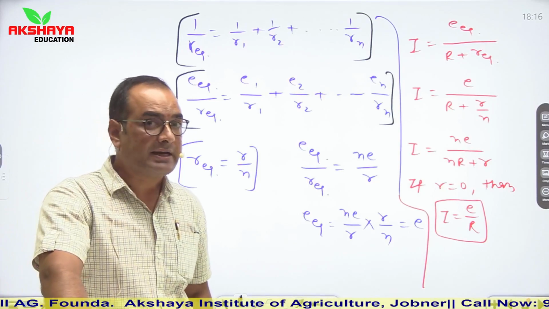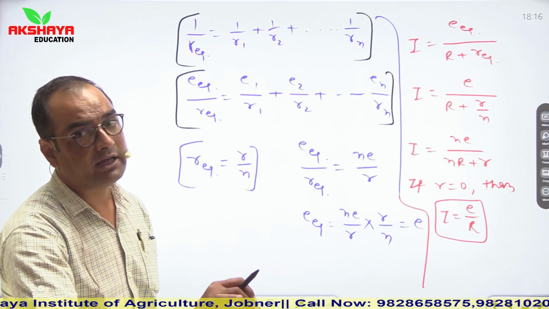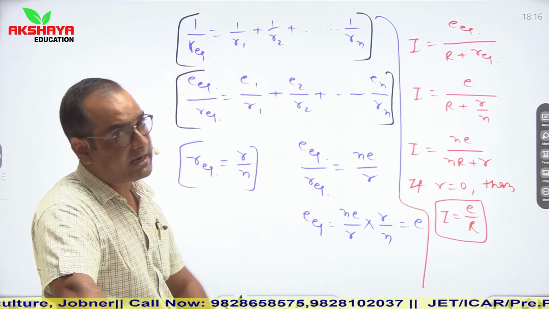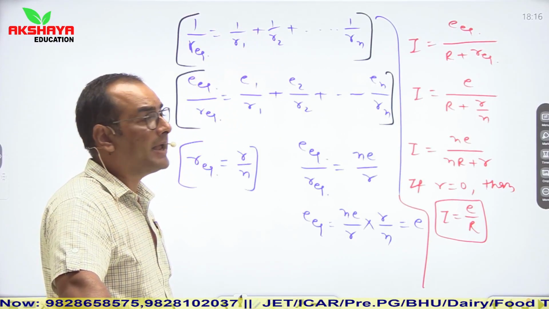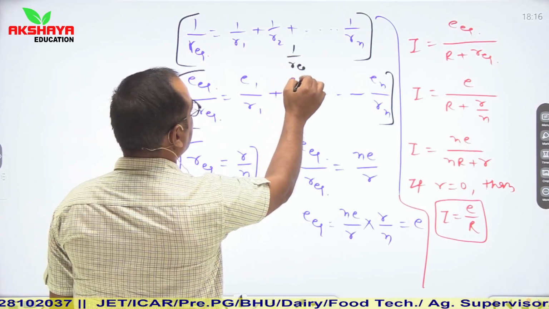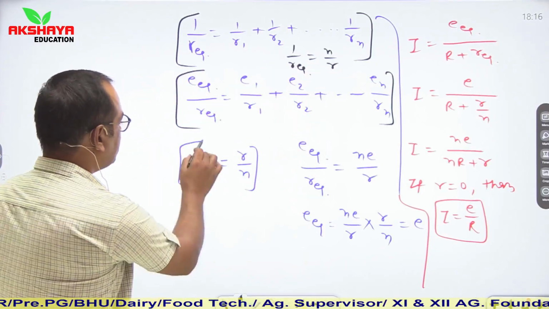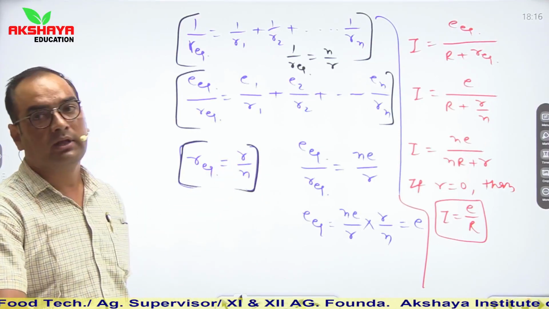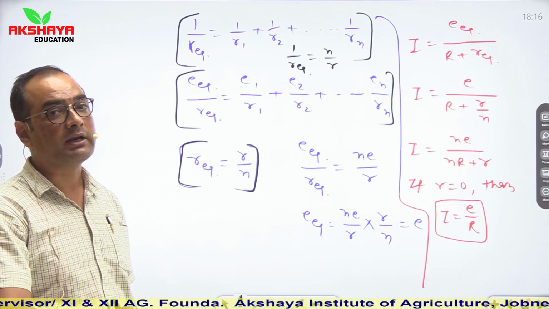Now see, again if we consider the similar case that all the cells are of equal EMF and equal internal resistance, then all the internal resistances are similar, so 1 upon R plus 1 upon R plus 1 upon R. If we add 1 upon R n times, then 1 upon R equivalent is equal to n upon R. Reciprocate it. So R equivalent is equal to R upon n. Clear? So this is the value of equivalent resistance when all the cells are of equal internal resistance.